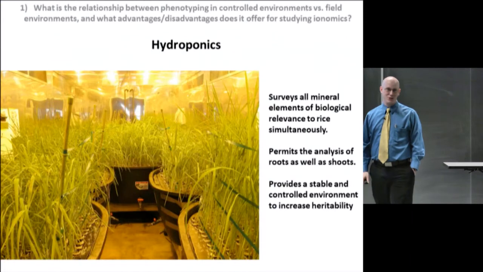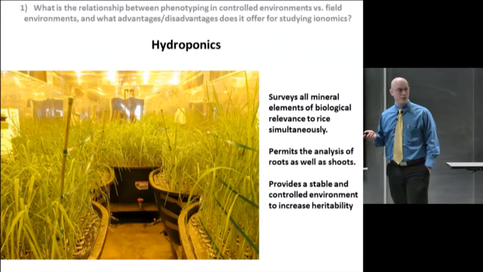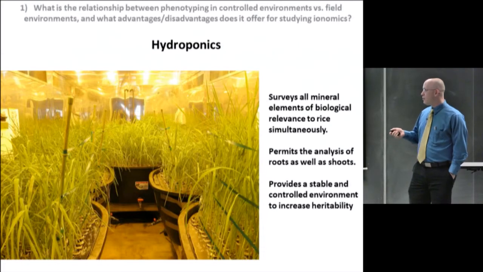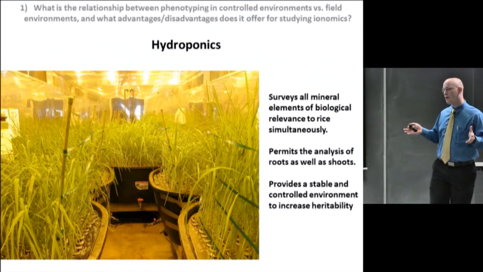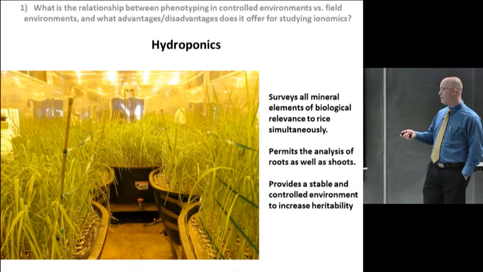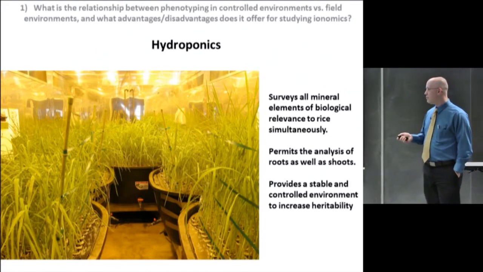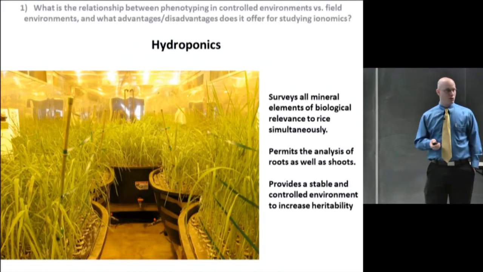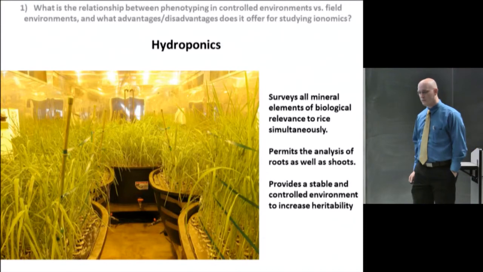We settled on a controlled condition, and we used resources in Leon's lab to be able to accomplish that. Hydroponics was our platform of choice. Hydroponics allowed us to survey all the elements of biological interest to rice, all the mineral elements, at one time, right? So you're going to be hard pressed to find a soil that'll have everything that we stuffed into this hydroponic nutrient solution. It permits the analysis of roots as well as shoots, and it provides a stable and controlled environment which helps us to increase heritability.